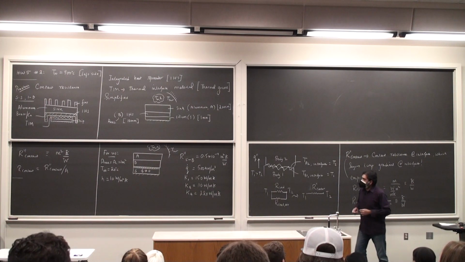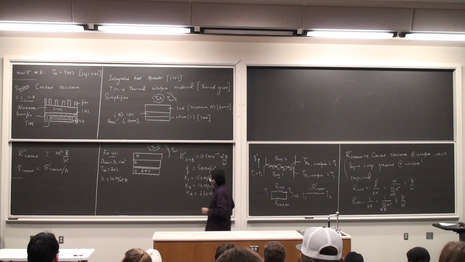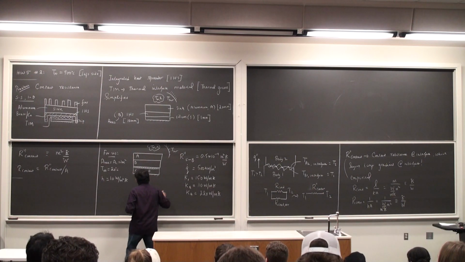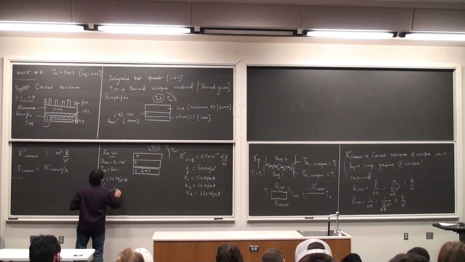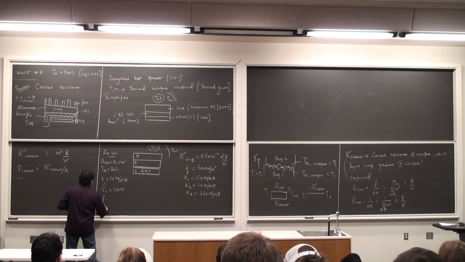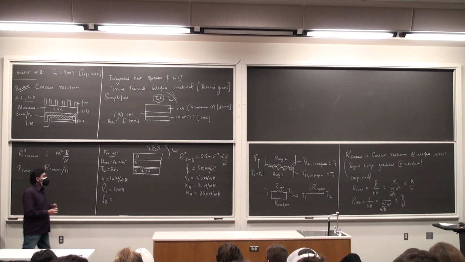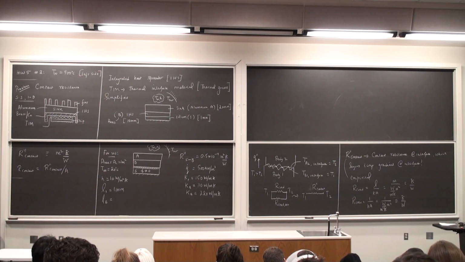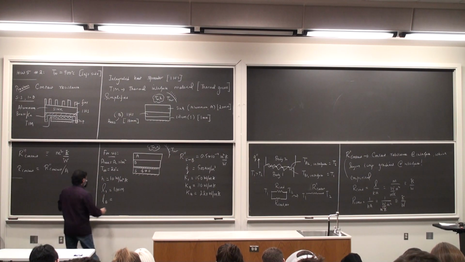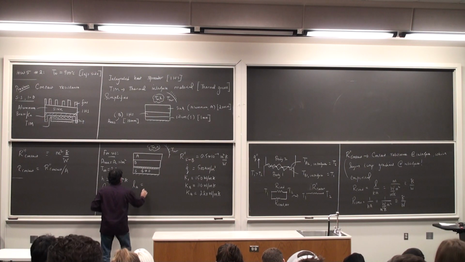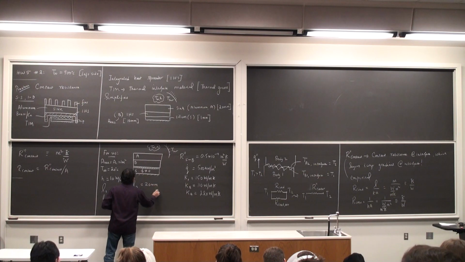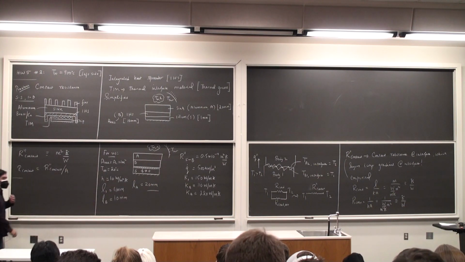All right, and then I need the thickness information. So L of silicon, 1 mm. L of the bronze or the brass, whatever you use as a heat spreader, this is 10 millimeters. I think I wrote it down there. And then L of the zinc is 20 millimeters.